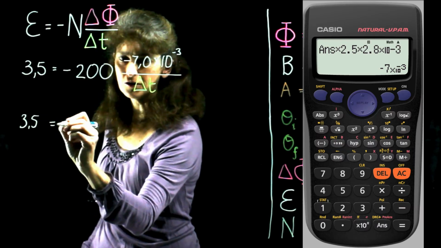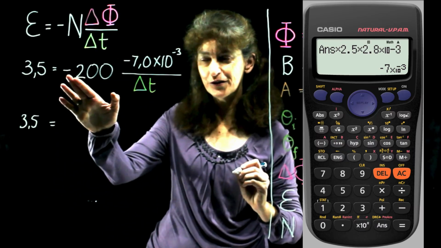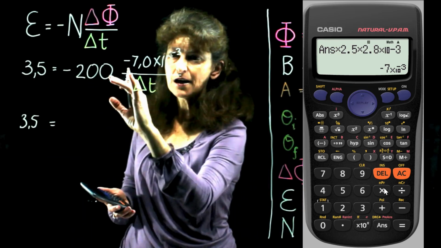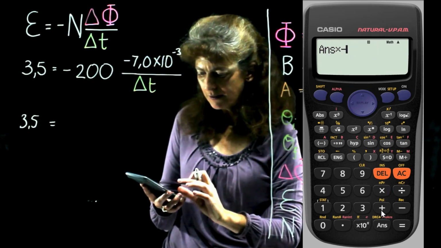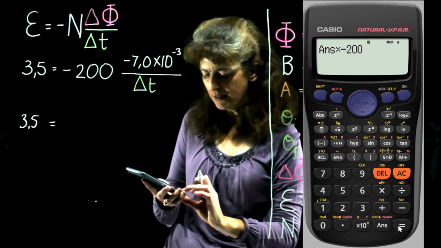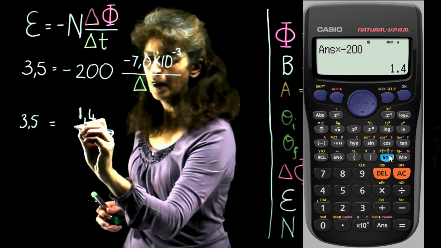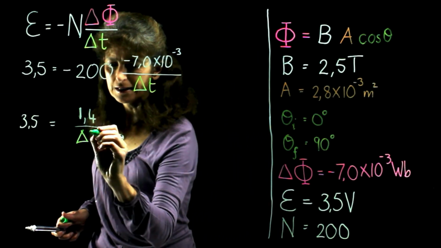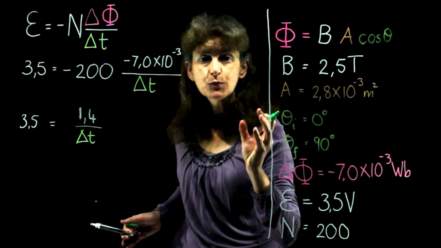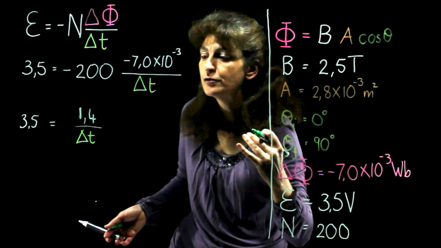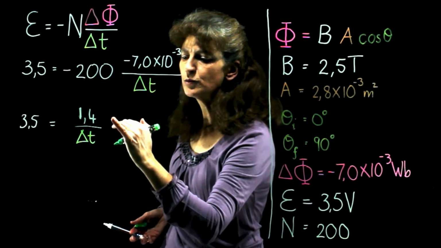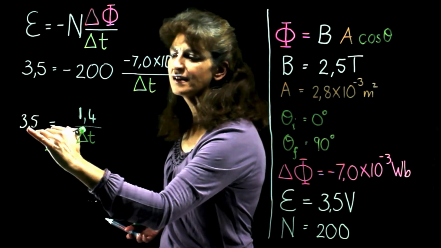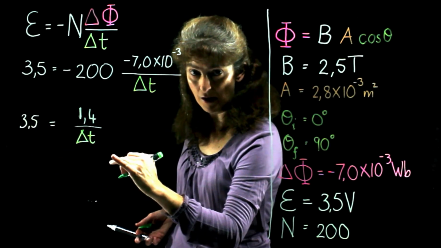3,5 is equal to, let's multiply these two. We know that minus times minus is plus. 200 times 7 times 10 to the power minus 3, and that is divided by delta t. So now delta t needs to be the subject of the formula. How do we do that? Well, one way is to multiply both sides by delta t and then divide both sides by 3,5.